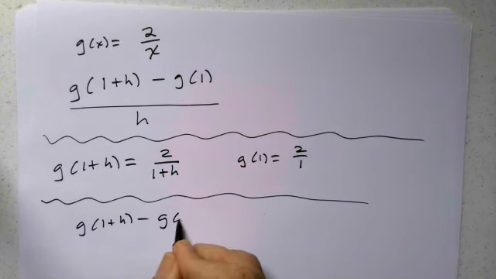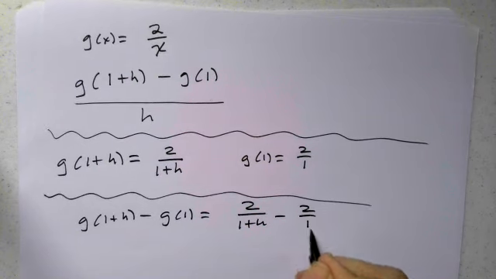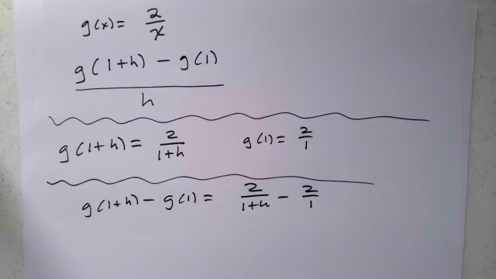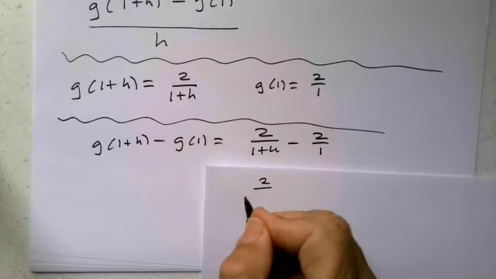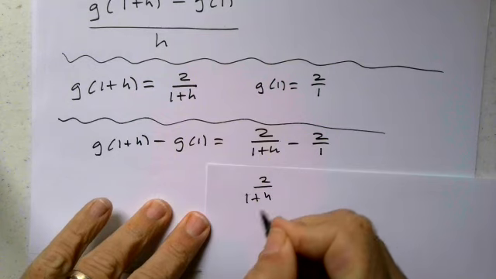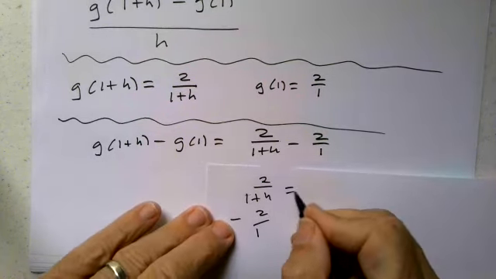G of 1 plus h minus g of 1 is 2 over 1 plus h minus 2 over 1. And this now requires us to get a common denominator. So we certainly can do that. Let's go find another piece of scratch paper. 2 over 1 plus h minus 2 over 1. How do we do that? The common denominator is 1 plus h.